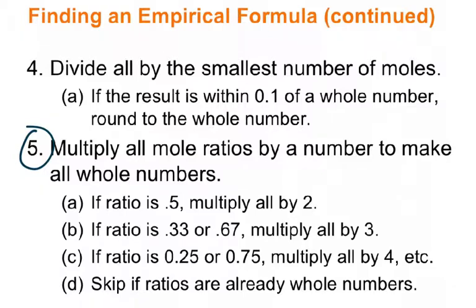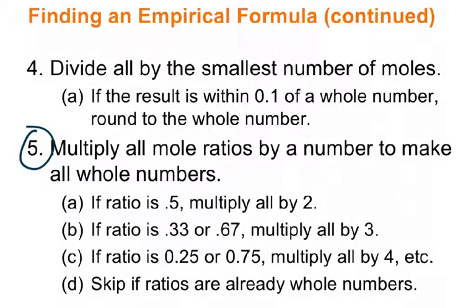If it ends in 0.33 or 0.67, you multiply by 3. 0.25, 0.75, you multiply by 4. You might even have a scenario where it ends in 0.2 or 0.4. In that case, you multiply by 5. Okay? Obviously, you would skip this if all the numbers are whole numbers.